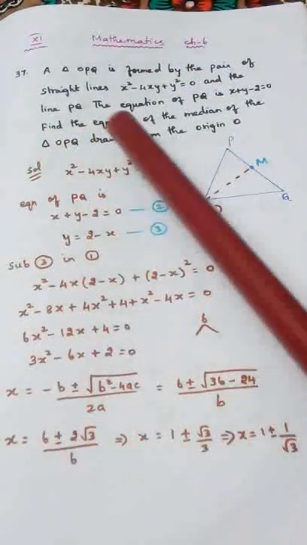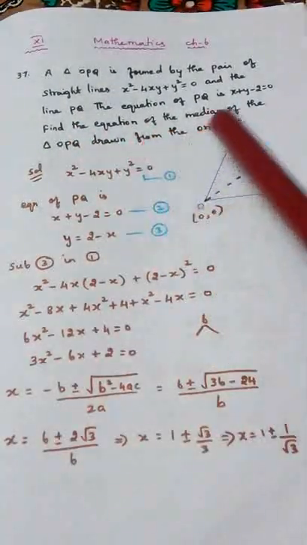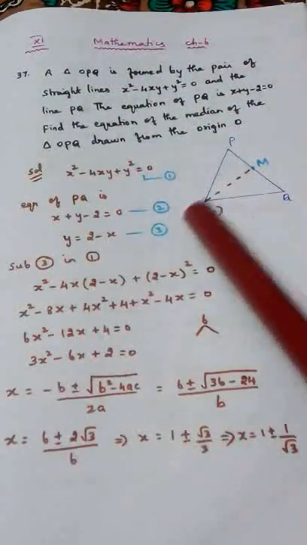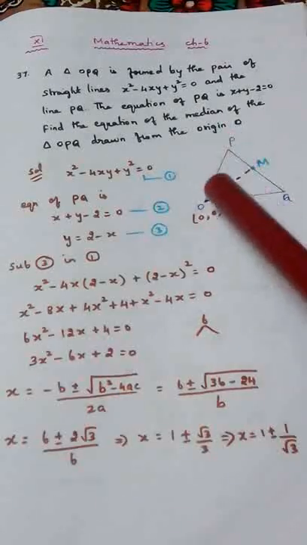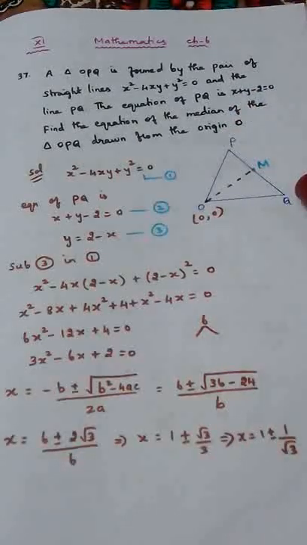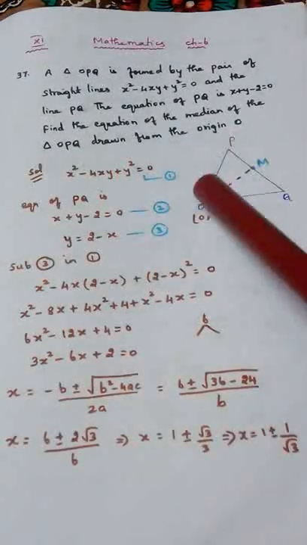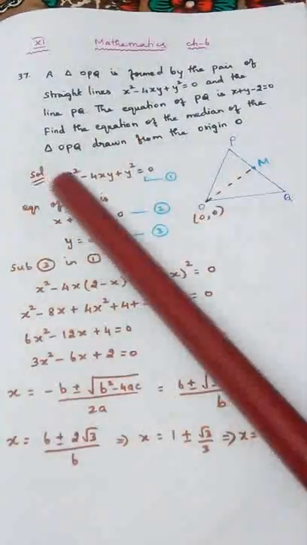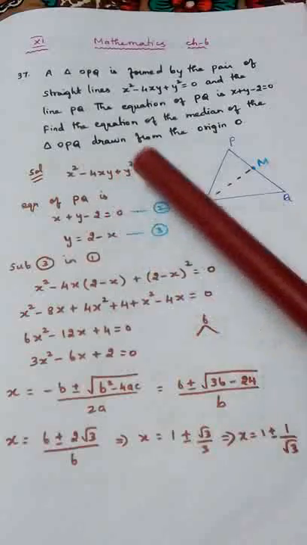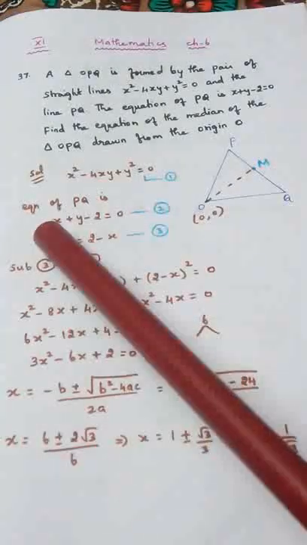The question asked is to find the equation of the median of the triangle OPQ drawn from the origin O. Here O is nothing but the origin, 0, 0. Try to understand the meaning. OP and OQ are the pair of straight lines, and PQ is the third side, whose equation is given like this. The pair of straight lines OP and OQ together is given as x square minus 4xy plus y square equal to 0. So the combined equation of these two is given here, and the third equation is present here.